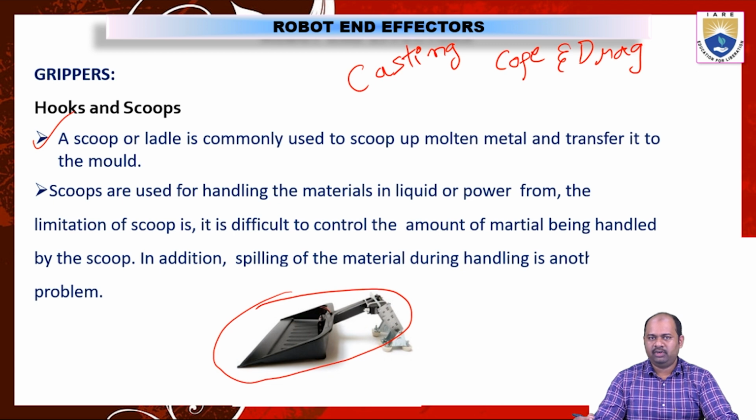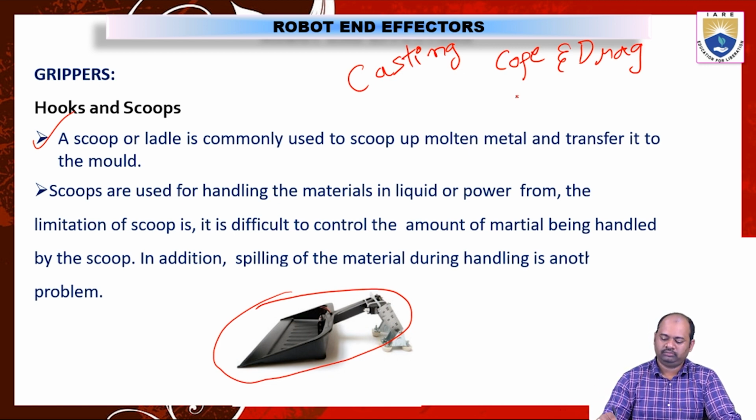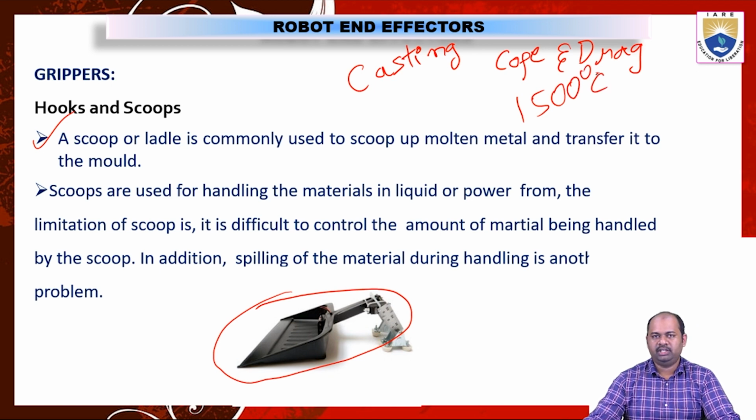If we take the example of iron, if I want to melt iron, I should heat the iron to about 1500 degrees centigrade. At a 1500 degrees centigrade temperature, a human being cannot work for longer periods. That is why we are automating this process. We are using robots for collecting the molten metal from the furnace and pouring it into the cavity of the casting.